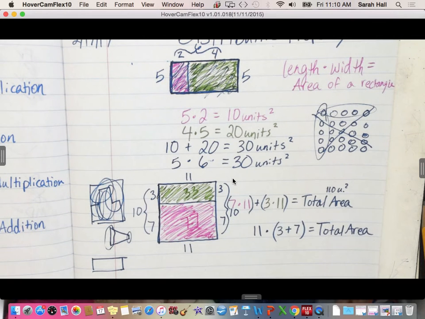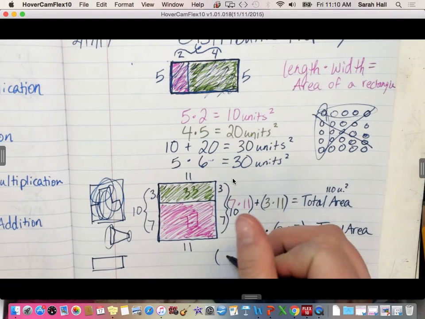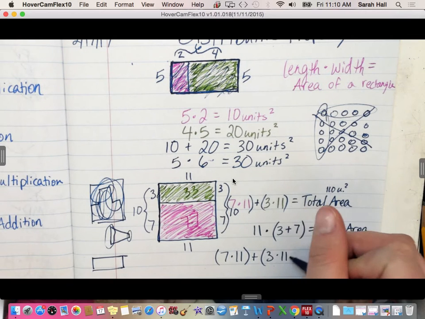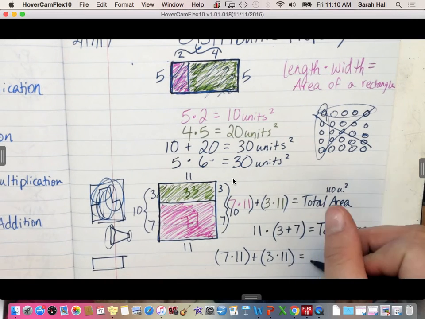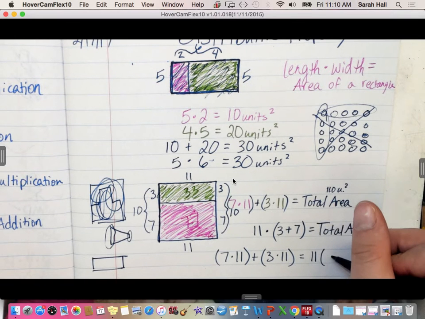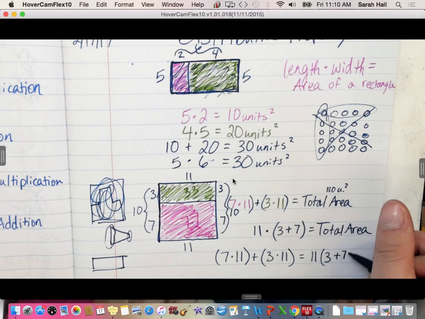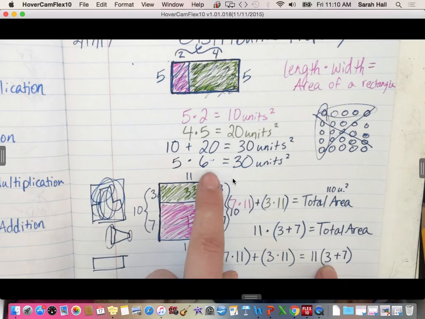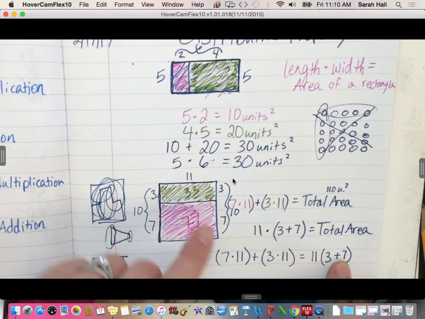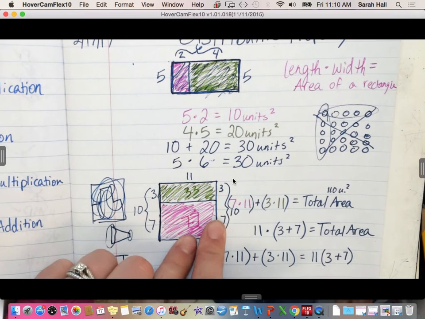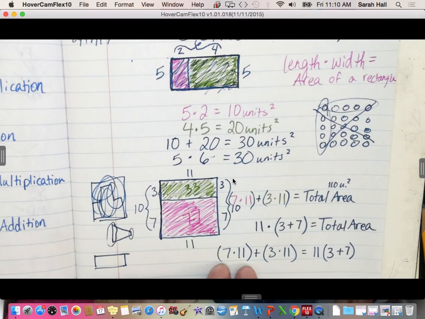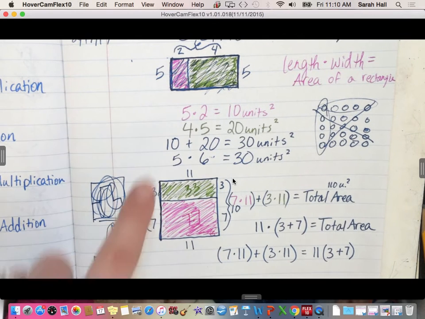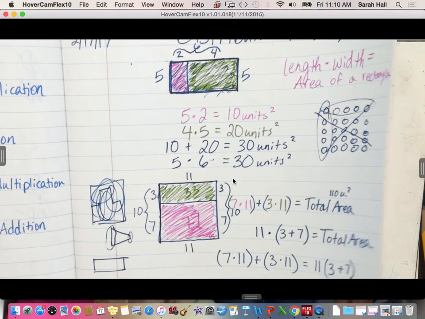So this is the distributive property. Saying that I can do 7 times 11 plus 3 times 11, and that's the same as if I do 11 times 3 plus 7. Where did that 3 come from? Here and here. That was my piece of the line here. My 7, my piece of the line here. They're saying if I add these together and then I multiply, it's the same as if I multiply them separately and then add them together. And we found that it gave us the same answer twice. It works every single time.